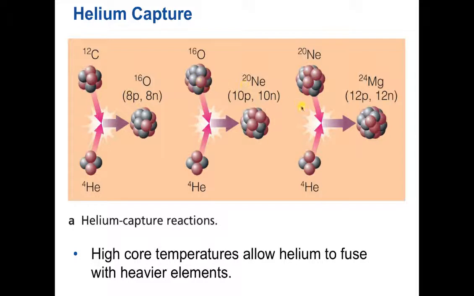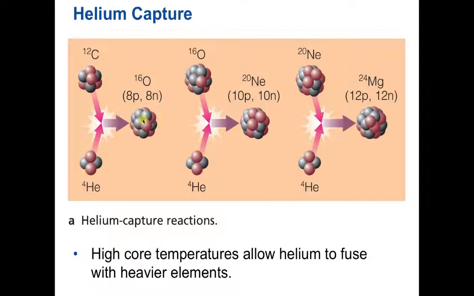The faster these nuclei have to be moving so they get close enough to fuse together to form this bigger thing. So there are these various helium capture processes that can occur, and they all require much higher temperatures than what you get in the low mass stars. Some of these processes could occur in the intermediate mass stars, but not much. Again, it takes a very high temperature even to fuse a helium into a carbon.